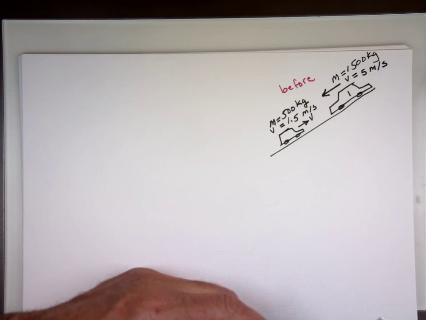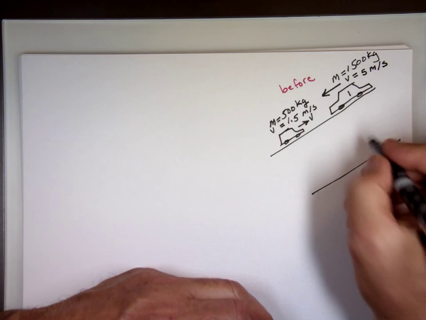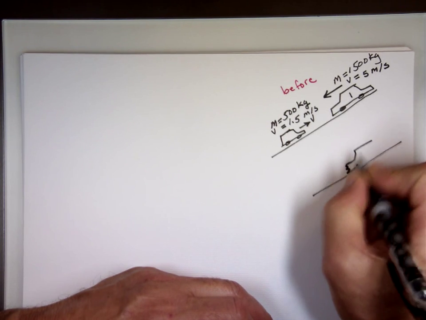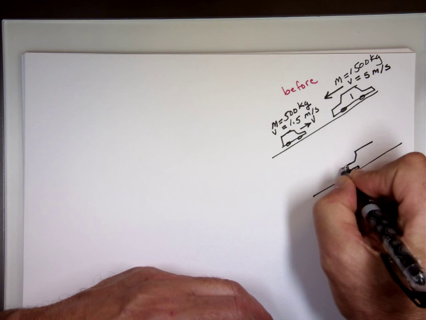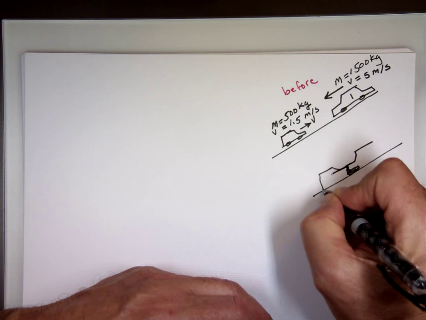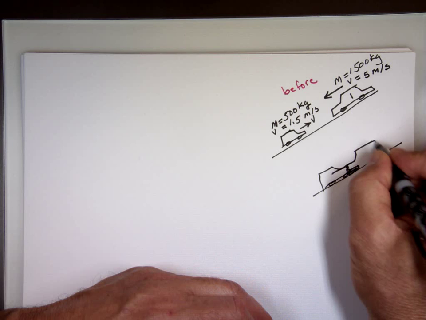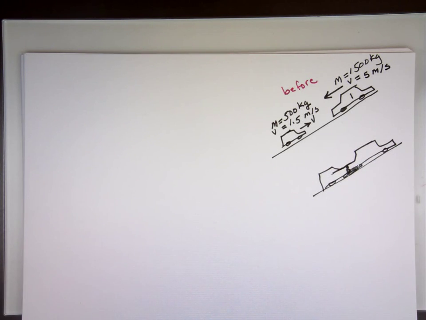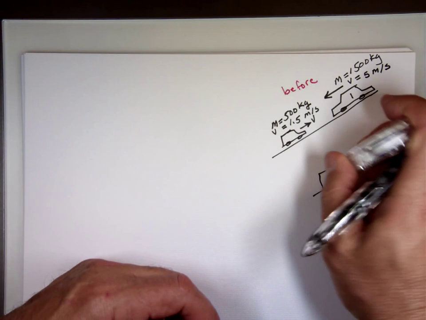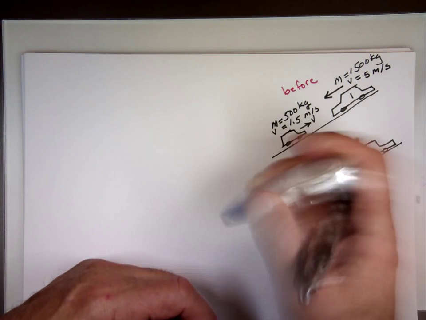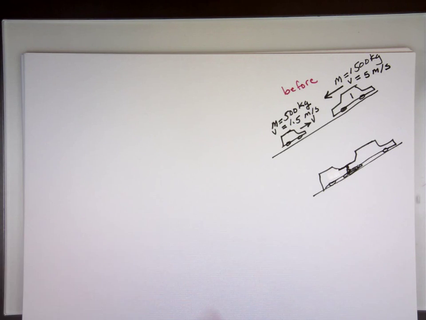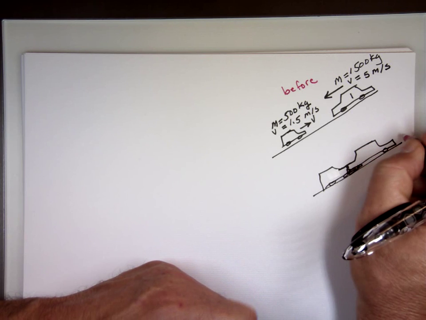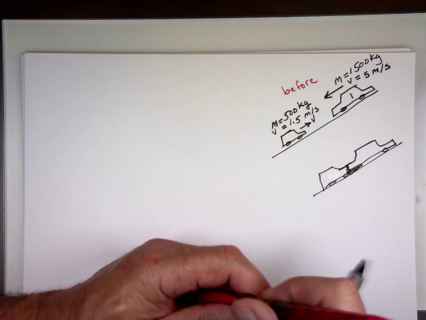Now what happens after? His car is stuck under my car. See, it's stuck together. So the two cars are stuck together, and I have no idea which way they're moving. So I'm going to assume we're going to be going... What do you think? Up or down?